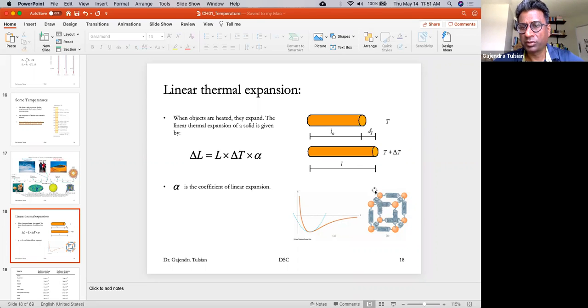And here's a model for the solid. Here are the atoms of the solid, and you can think of them as attached by springs. That is modeling the intermolecular forces. The springs expanded, you added potential energy, and these molecules moved further away. Every molecule moved further away, and the solid expanded.